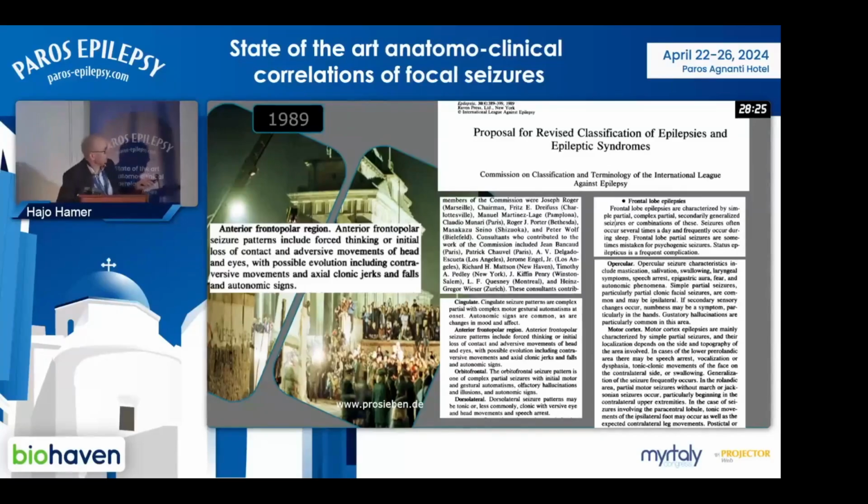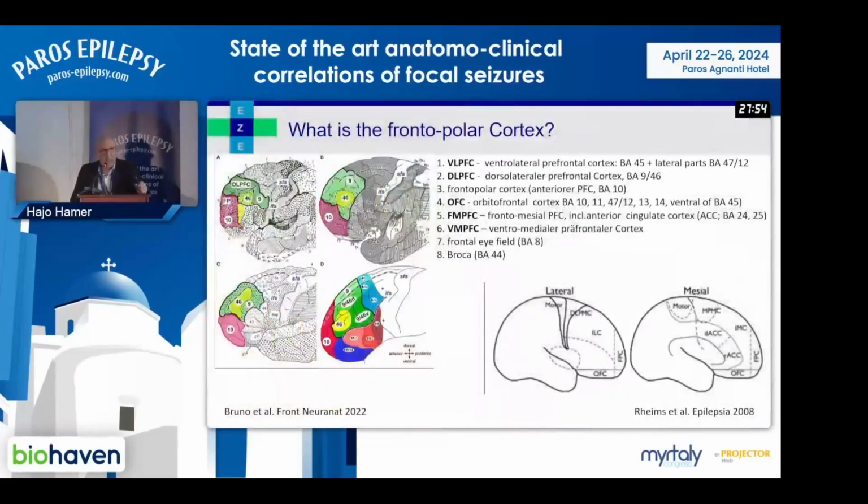Back then they thought these seizures include forced thinking, a concept introduced by Penfield back in the 50s, initial loss of contact, aversive movements, and then possible evolution into other motor areas. And let's see how this concept can survive in modern concepts, how we try to extract semiology from the frontopolar seizures. This is one of the hurdles you will encounter when you try to identify seizure semiology from the frontopolar region.